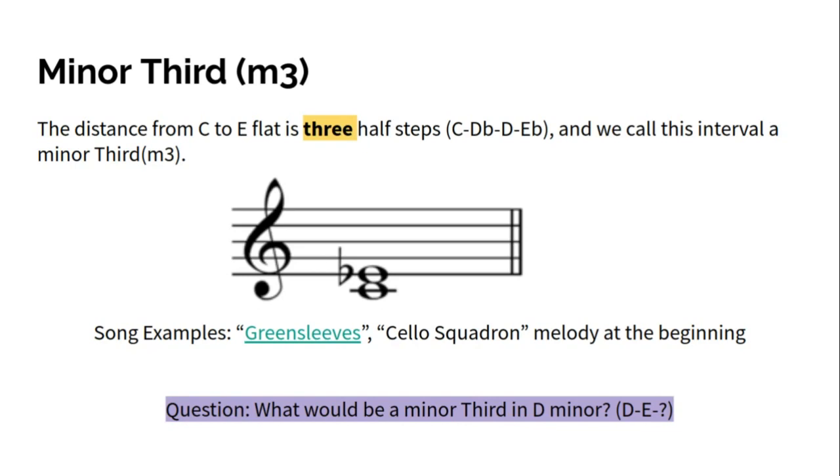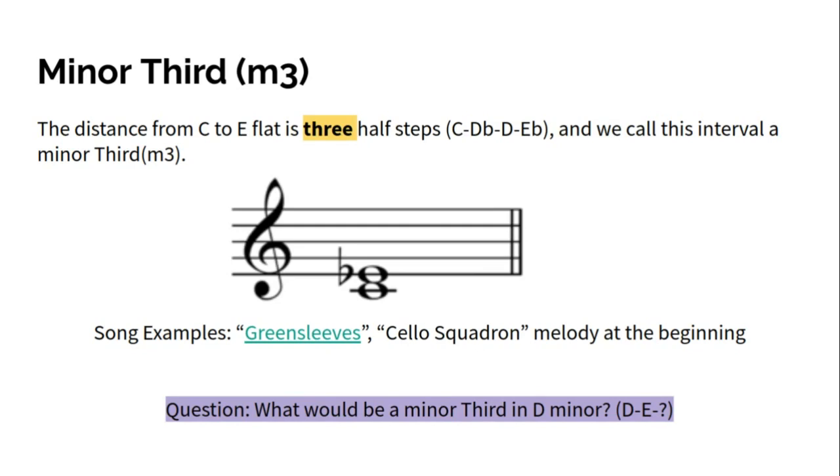Notice here on the staff that there are still 3 lines that separate C and E. So if you were to count the lines and spaces between, you'd have C, go up here, D, go up one more, E. 1, 2, 3. But now we notice that it's an E flat, so we have to lower this third by a half step, since we're in the key of C major.